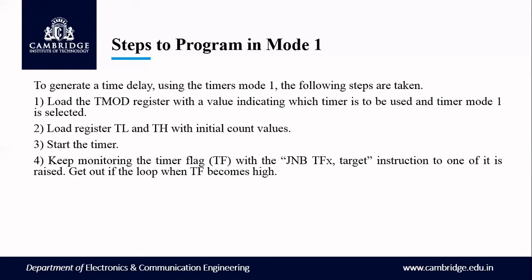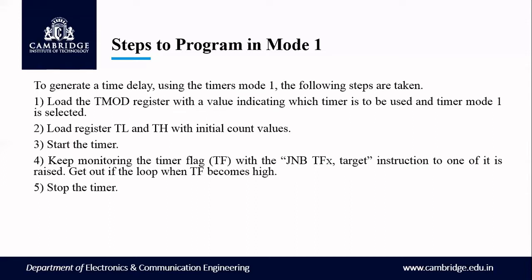That is checked by the instruction JNB TF, target, jump if not bit. If the bit is not set, it will keep jumping to the same target, so it stays in the same loop. Once TF is set, it comes out of the loop. When it comes out of the loop, TF is high, so we need to clear it for the next round.